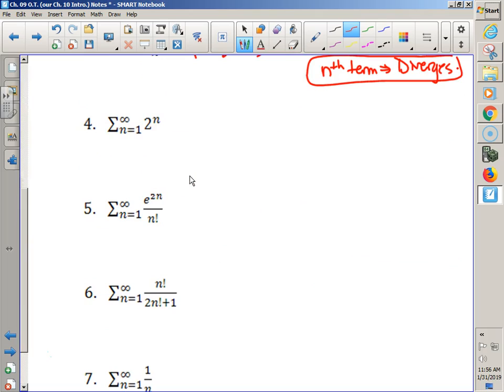So how about this guy? He's 2 plus 4 plus 8 plus 16 plus. If you keep adding bigger numbers, it's going to diverge. However, how do I show that? Easy. The limit as n goes to infinity of 2 to the n is not 0, right?